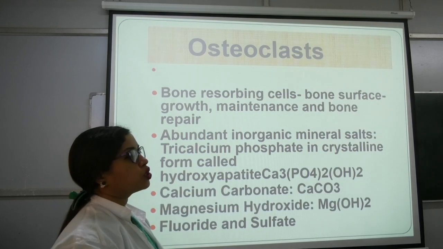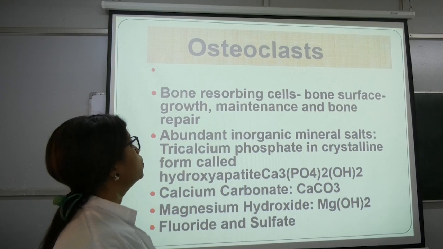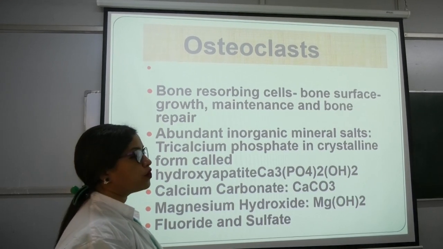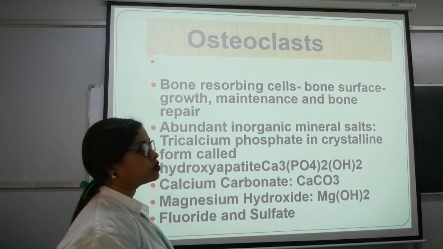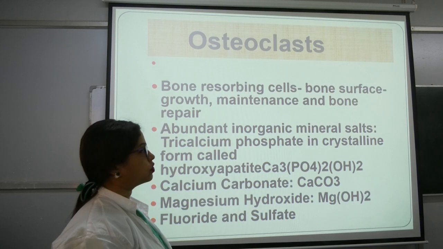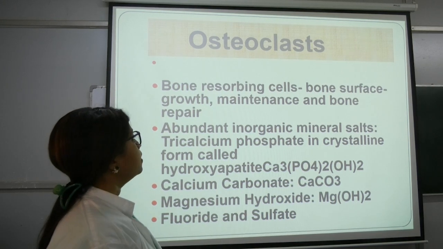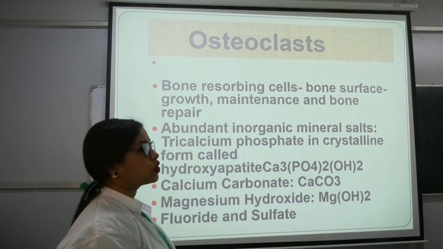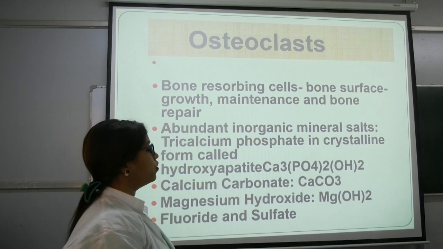Then next one is osteoblast. First one is absorbing cells, it is also found on the bone surface. So on the bone surface, two types of cells we are getting: osteoblast and osteoclast. This is concerned with the growth, maintenance, and bone repair.